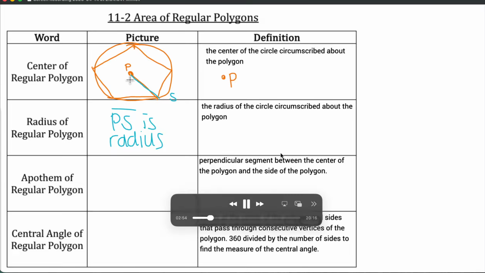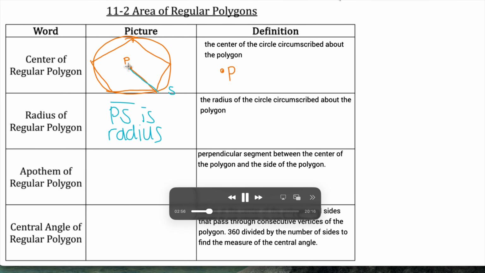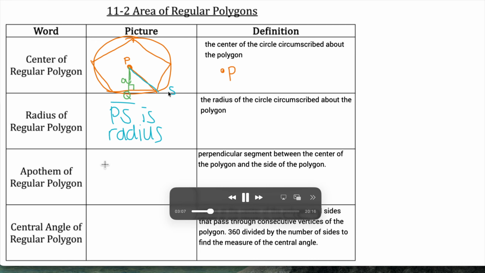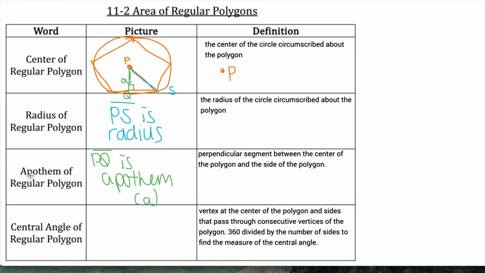Next up, we will have the apothem of a regular polygon, and that is the perpendicular segment between the center of the polygon and the side of the polygon. So not necessarily the radius. In this case, we're going to name this one PQ. Notice how from the radius to the edge of the polygon, we have a perpendicular segment or angle. So PQ would be the apothem, and apothem is also shorthand as the letter A.